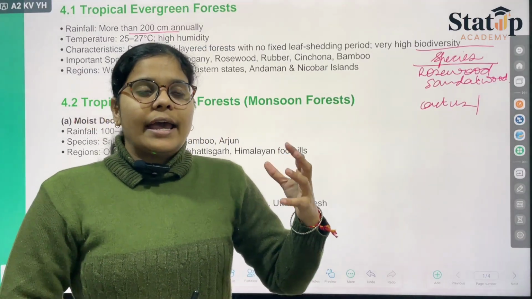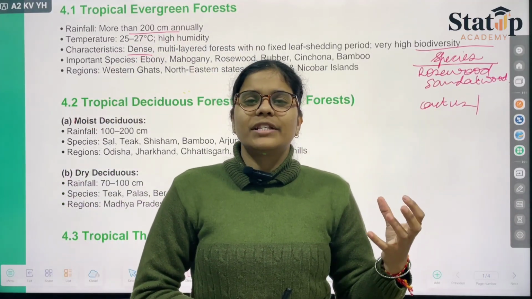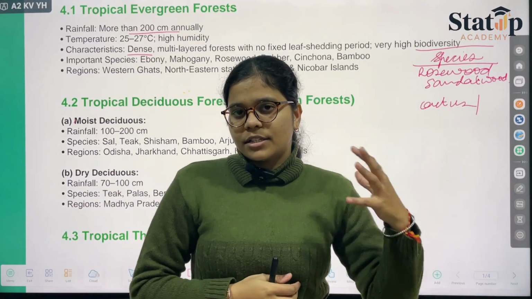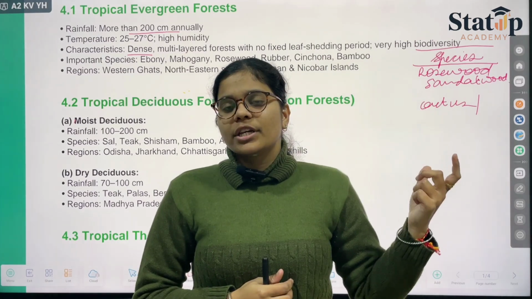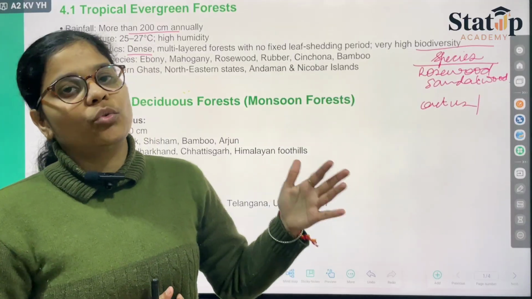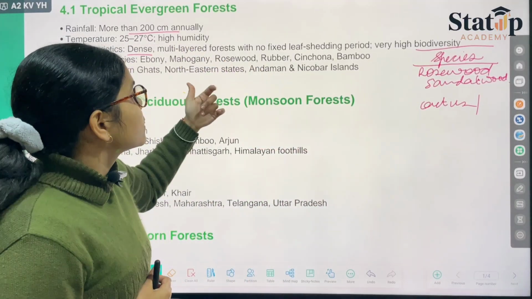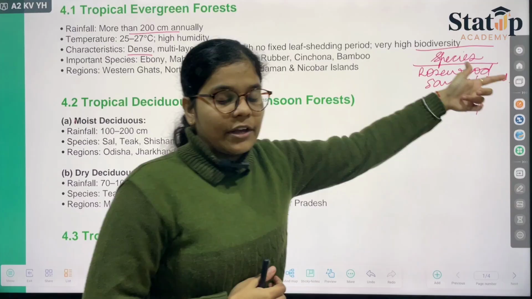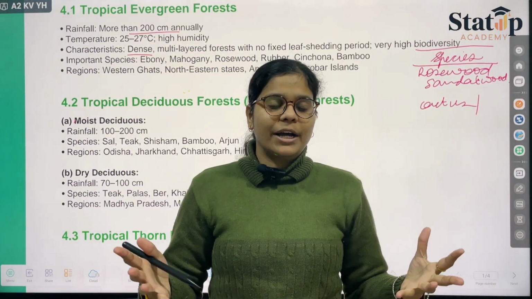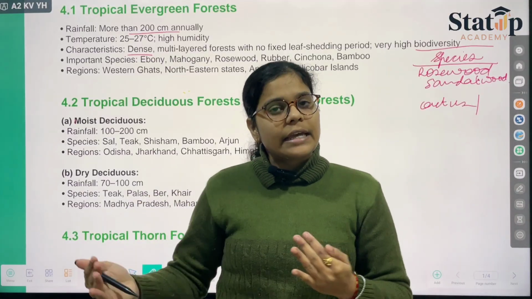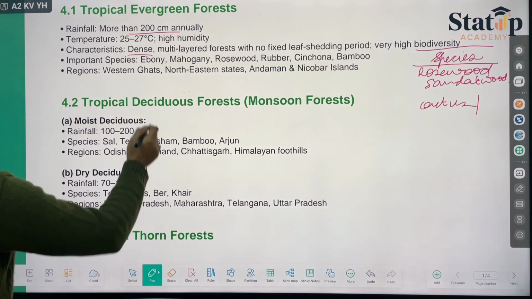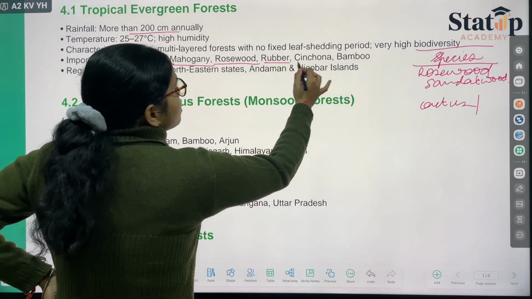Like a time when we say that the tree is quite dry because of the monsoon season, or because of the dry season or the cold season, such trees do not have a shedding period. That means they remain evergreen throughout, therefore the name evergreen forest. Then we can say they have high biodiversity, a huge and varied amount of biodiversity, because the living period is increased as they are evergreen throughout. Now the important species: ebony, mahogany, rosewood, rubber, cinchona and bamboo.